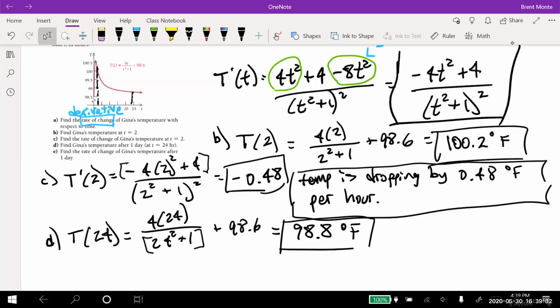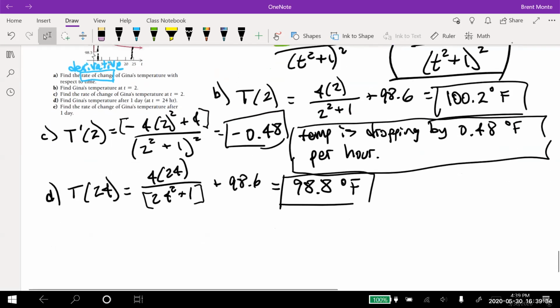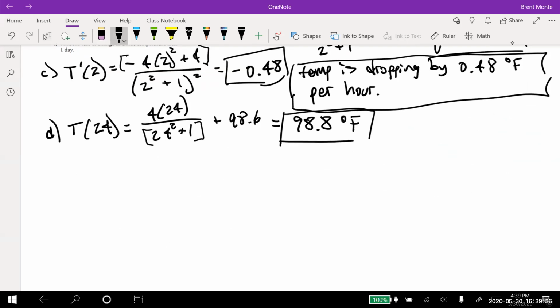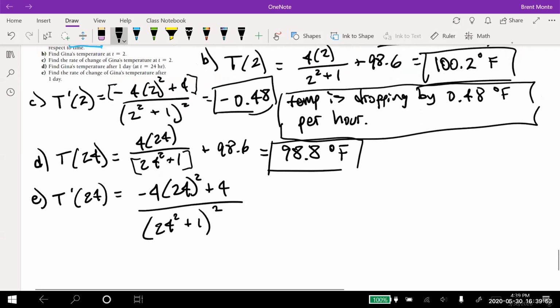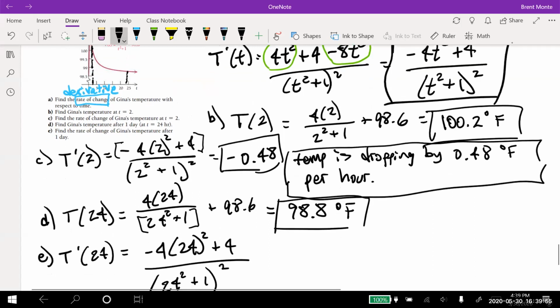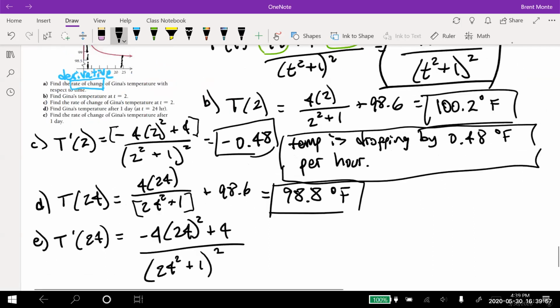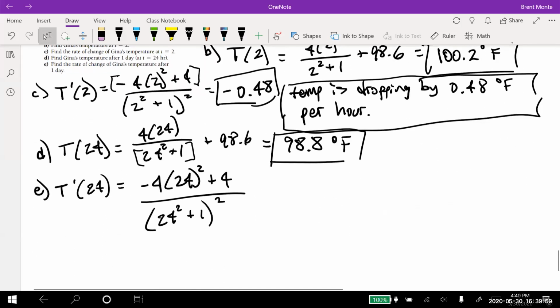How quickly is it changing? Find the rate of change. Well, again, that's the derivative, so we'll plug that in. T prime of 24, negative 4 times 24 squared plus 4 divided by 24 squared plus 1 squared. I think I plugged that all in right. Let's look at the derivative. Negative 4t squared plus 4 over t squared plus 1 squared. There we go. Again, bracket.